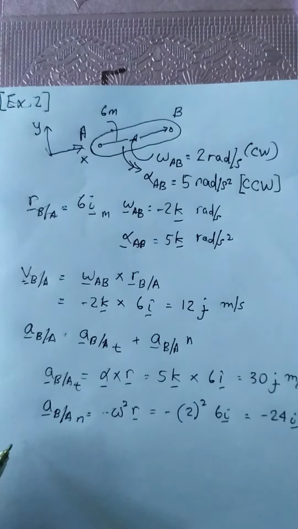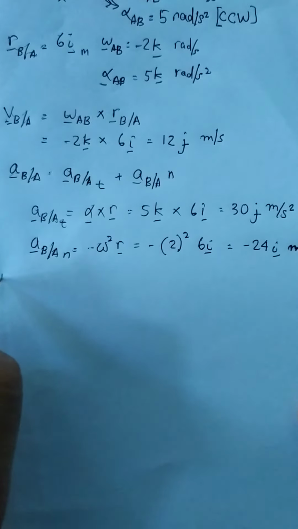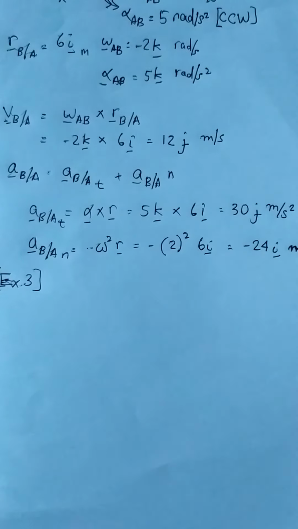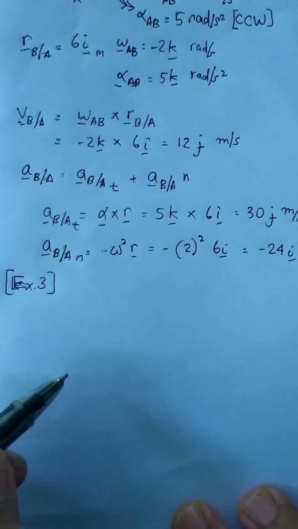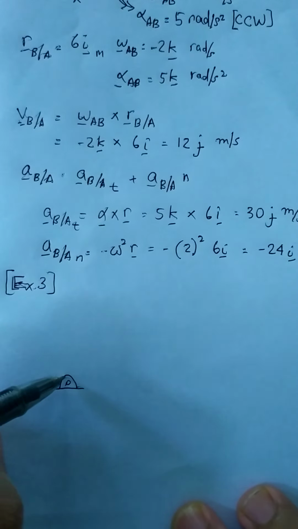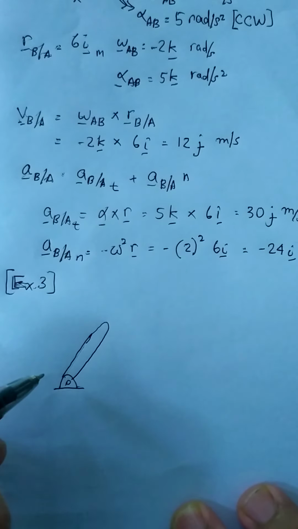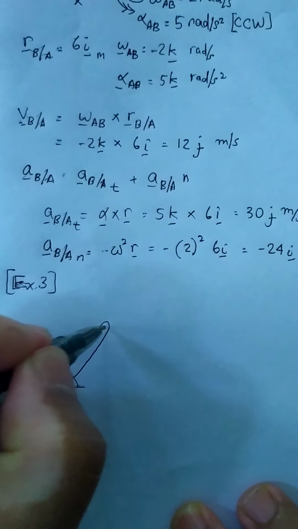Now we continue with example 3. We shall now continue with example 3, where we will combine this motion. And this is perhaps the beginning of our understanding of, or the true application of, the kinetics of rigid body. Let's say we have a link. The first link is pivoted at O, and there is another joint here, a pin joint at A.